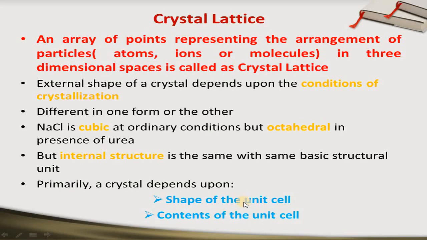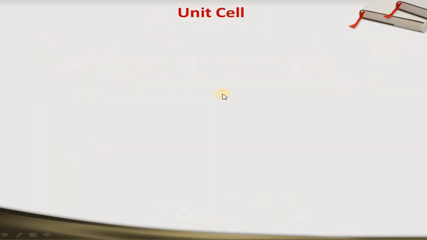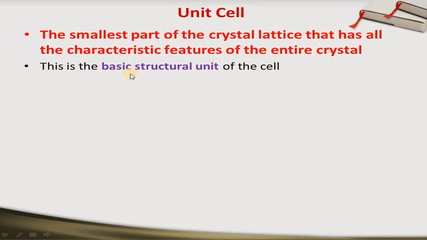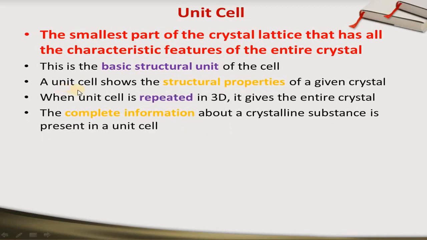Now we will discuss in detail this unit cell: what is a unit cell? The unit cell is the smallest part of the crystal lattice having all the characteristic features of the entire crystal. This is the smallest part of the crystal lattice that has all the characteristic features of the entire crystal. This is the basic structural unit of the crystal. A unit cell shows the structural properties of a given crystal.